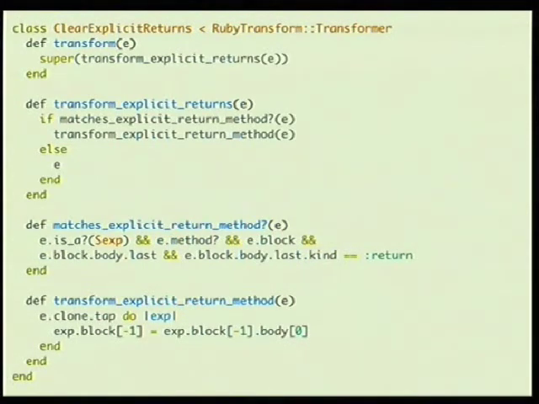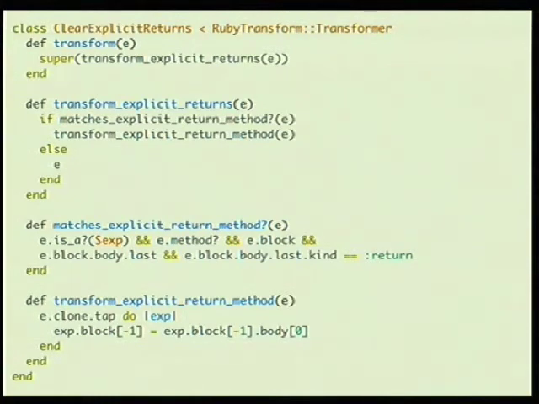Here we're going to match. So the third method is doing the matching. And in this case, we're checking first and foremost, is this node a method? If it's a method, does it have a block? If it has the block, does it actually have a last line? And then finally, is that last line a return node? So that'll match for cases where you have a method, but the last line in it is actually returning.